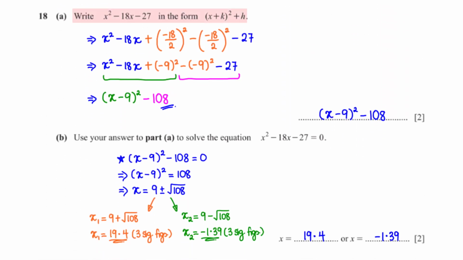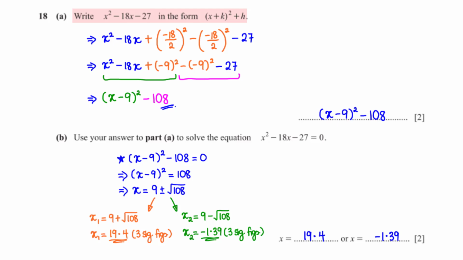Write x squared minus 18x minus 27 in the form x plus k squared plus h. To be able to do this, we need to complete the square on x squared minus 18x minus 27. Another approach is to expand x plus k squared plus h and compare it with x squared minus 18x minus 27 to find the values of k and h. In this case, we will be using the completing the square approach.